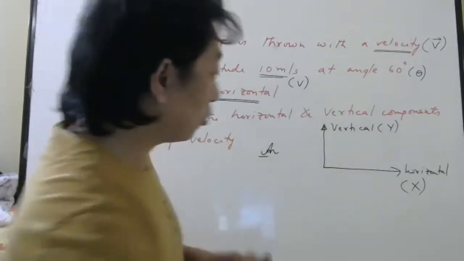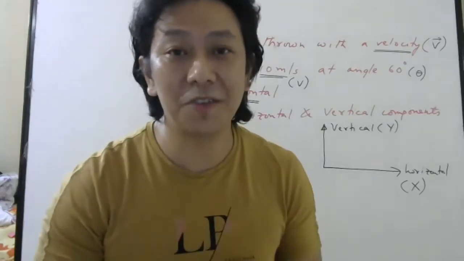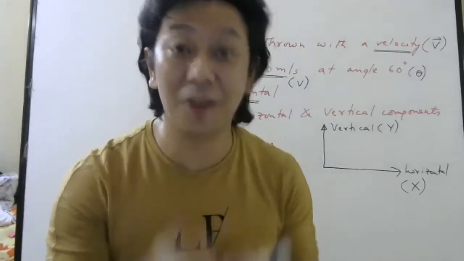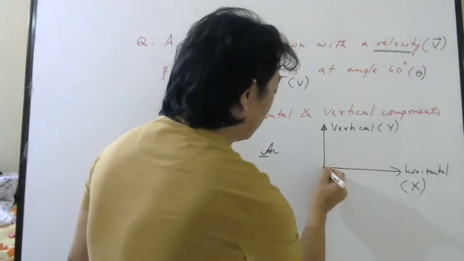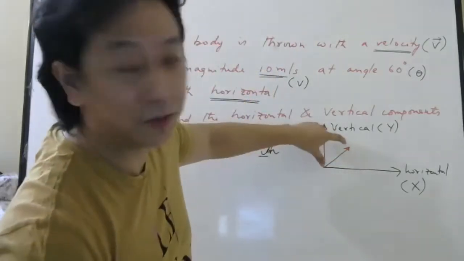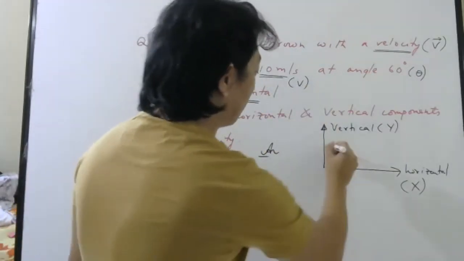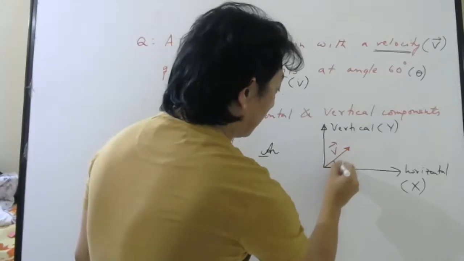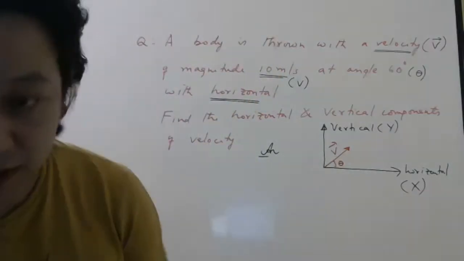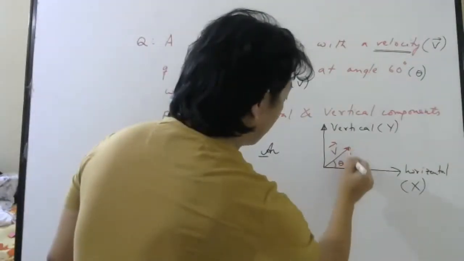Magnitude. So how do you represent velocities in physics? How do you represent vectors? By drawing an arrow. So you draw an arrow, and this length will give you the magnitude, which is given to be 10 meter per second. So this is your magnitude, V bar. And this angle is theta. Right?